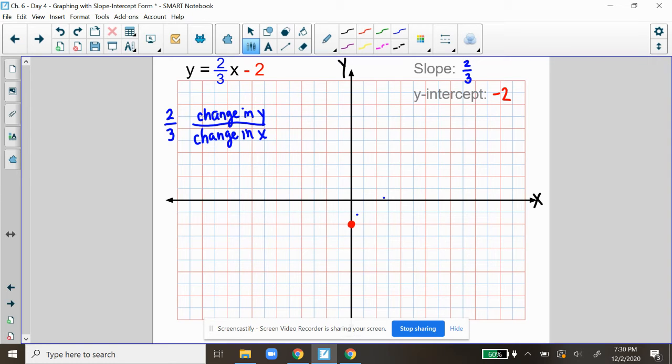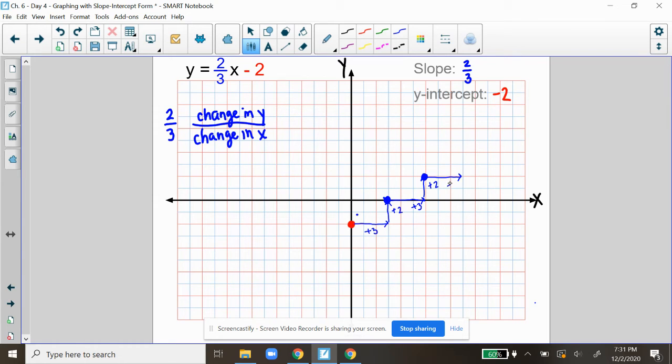And I'm going to say, okay, well, if my slope is 2/3, I am going to go forwards 3 spots. That's my +3. And I'm going to go up 2 spots. So my point will be right here. And that gives me a slope of 2/3. I can add another point. I'm going to go forward 3 spots, and I'm going to go up 2 spots. Here's another point. And I can keep going.